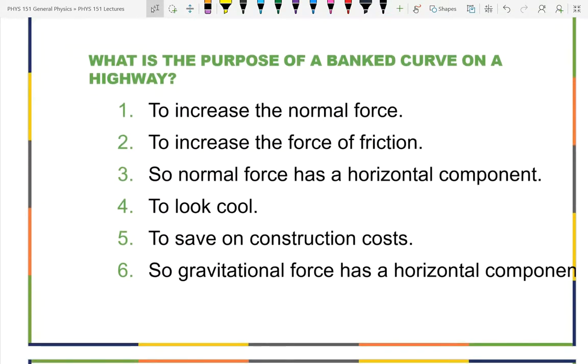Okay, now a question before I do my next problem. This is a clicker question, y'all. What is the purpose of a banked curve on a highway?